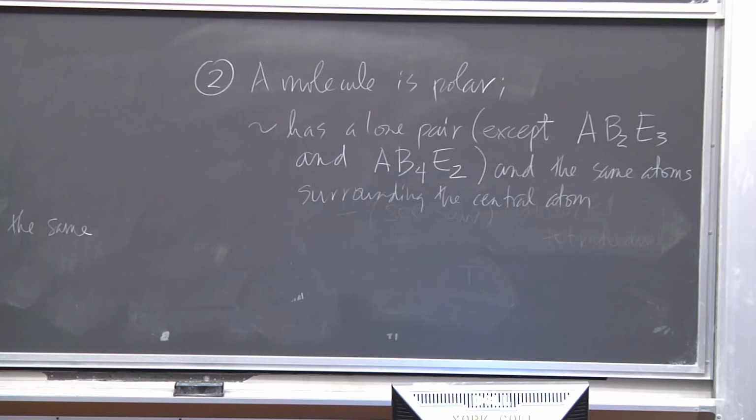So the next one: a molecule is polar when there is a lone pair, except for those two types. What are those two types? Why did I single out those two structures? What is AB2E3? Linear, right? And how about the AB4E2? Square planar, so that means there's four corners, right? So they always cancel out, okay?